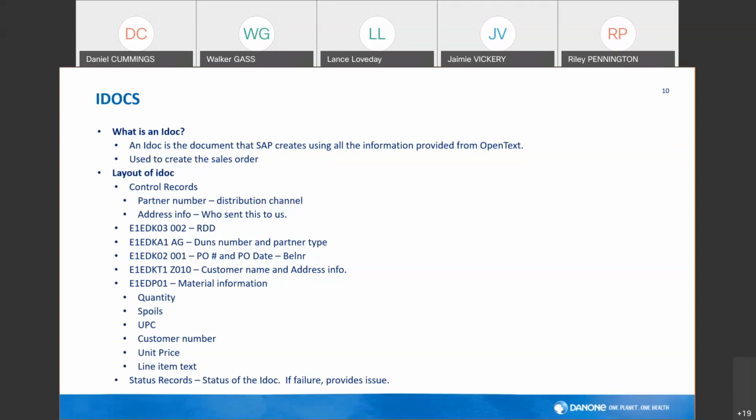And then in that IDOC, there's also a status record. That status record is what we use to identify if there are opportunities or exceptions, what that exception is, and that directs our course of action to then repair it and get that order, get that SO created.